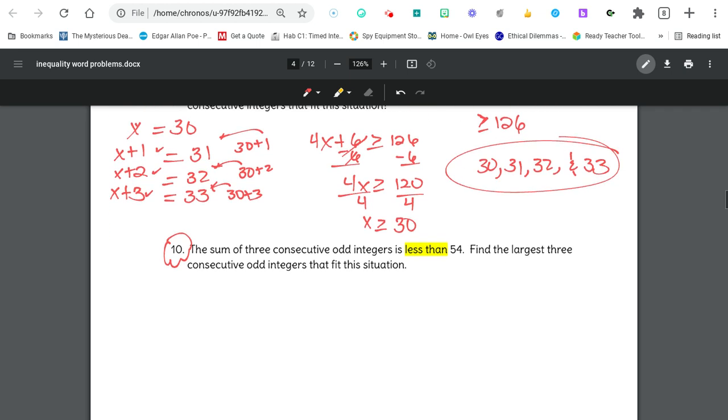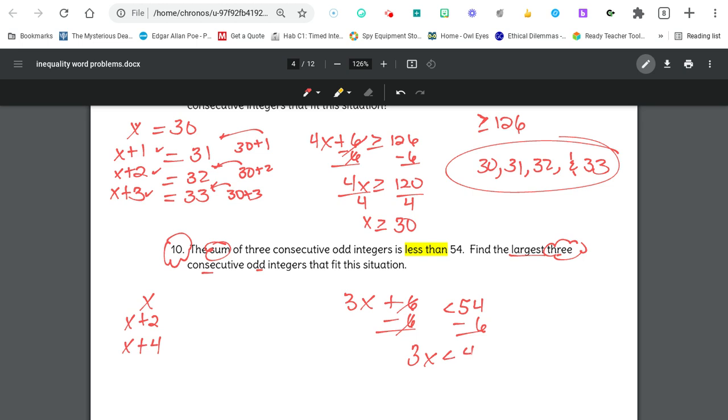Okay, let's take a look at 10. The sum of 4 consecutive odd integers is less than 54. Find the largest 3 consecutive odd integers that fit this situation. So I'm going to do x. Remember, consecutive odd count out by 2. So x plus 2, x plus 4. I only need 3 of them, okay? Only 3. It says sum them. So that's going to give me 3x plus 6 is less than 54. Subtract 6 from both sides. X has to be less than 16.